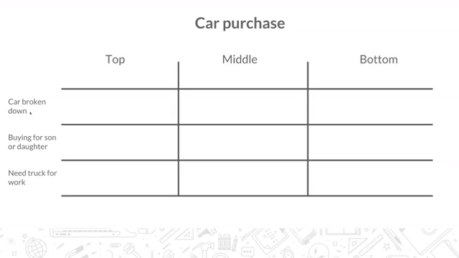Well, maybe people have a car broken down. A car broke down, I got to get a new car. Or I have a family member who needs a new car. I got a son or daughter that just is turning 16, got to get him a new car. Or a used car. Or maybe it's somebody that has a functional need. I need to get a new truck for work, right? These are maybe the ways that people are coming to the business.